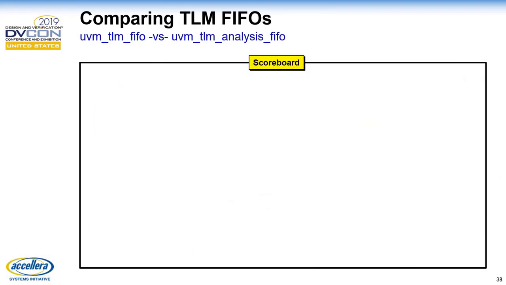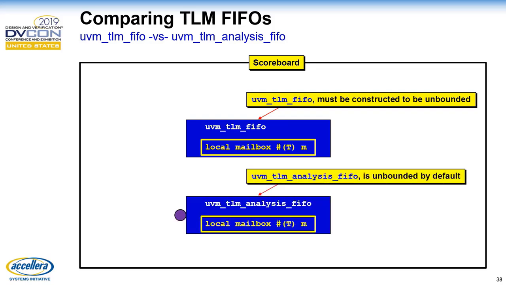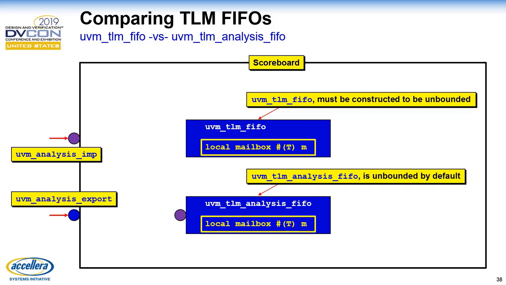So inside of that scoreboard, let's compare TLM FIFOs to TLM analysis FIFOs. How are they used? Well, if you've got a TLM FIFO, it has a mailbox inside of it. It must be constructed to be unbounded. If you have a TLM analysis FIFO, it is already unbounded by default, and it also has the mailbox inside of it. If you're using the TLM FIFO, you typically have an analysis implementation port, whereas for the TLM analysis FIFO, you just have an analysis export that's going to come to it.